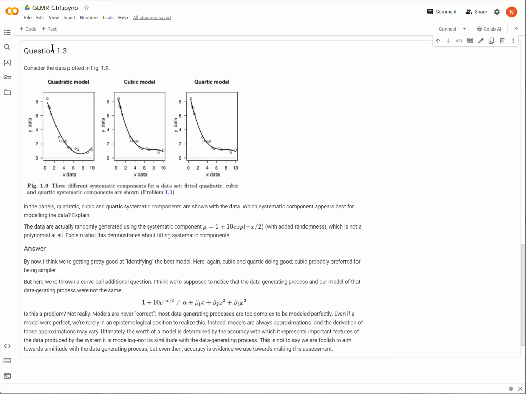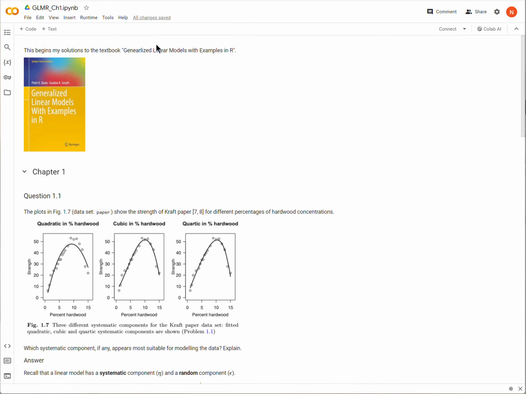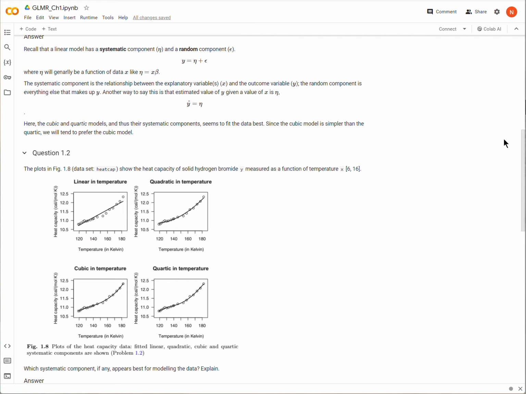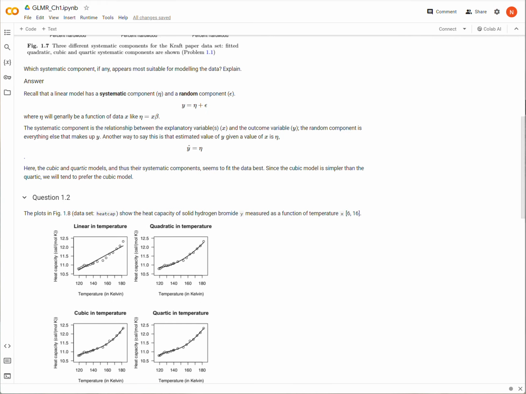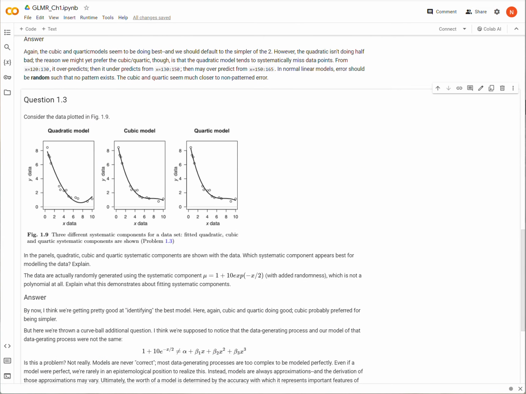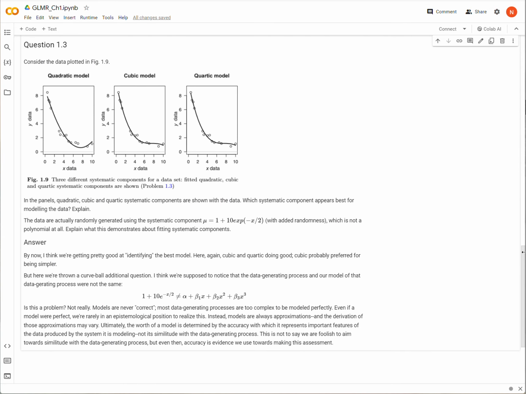Okay, question 1.3 from, well, let me show you the book. From this book, Generalized Linear Models with Examples in R. Okay, so question 1.3 starts out being very similar to questions 1.1 and 1.2, in which we look at the fit of the systematic component of a model with data, and then we're asked to decide which is the best or better. And so at this point, I think that we kind of understand this process.